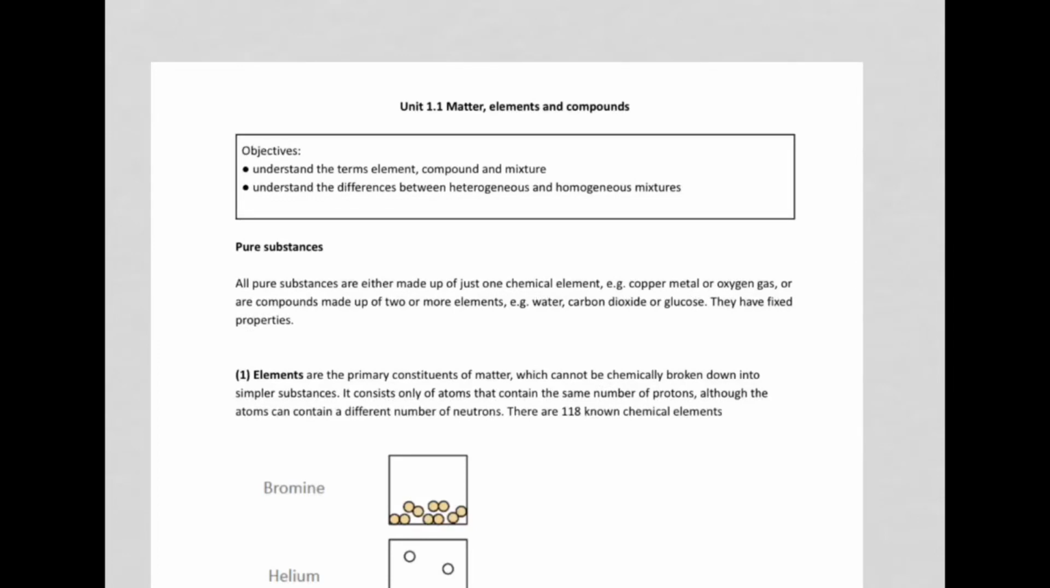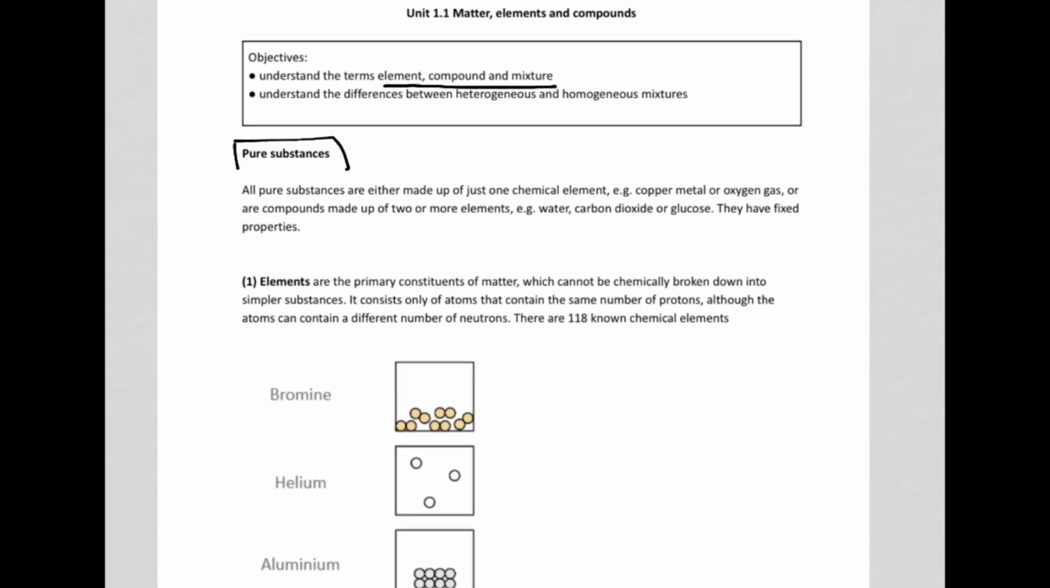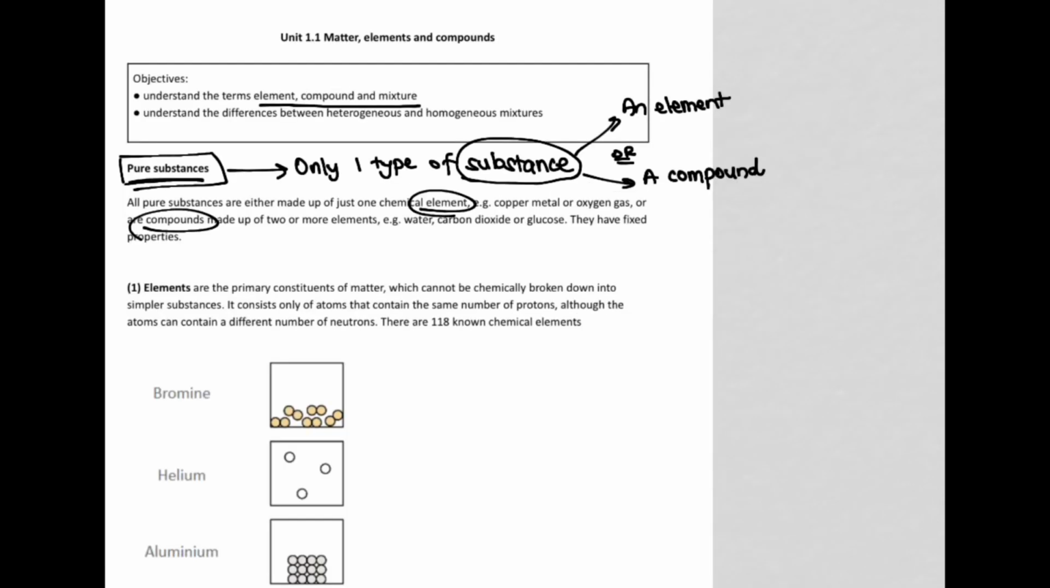Hi everyone, so we're going to be looking at elements, compounds and mixtures in this video. So let's say pure substances. A pure substance will consist of only one type of thing in it. And that type of thing, that material could be an element or it could be a compound. But you will not find two different things or three different things in a pure substance. And also, pure substances have fixed properties, whether it is chemical properties or physical properties.